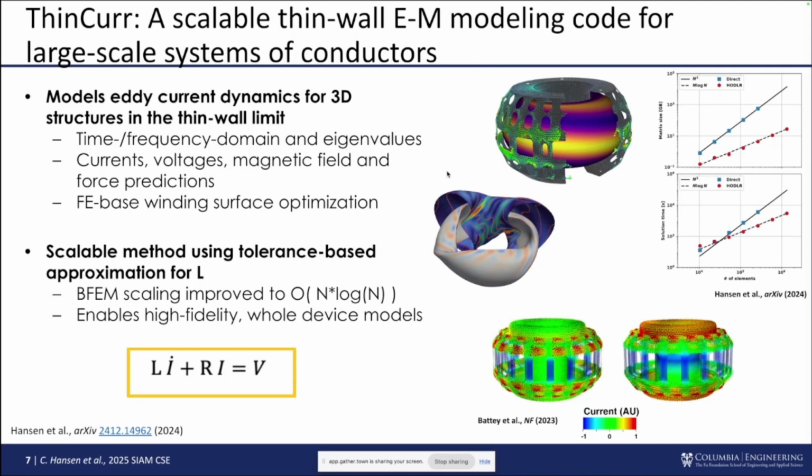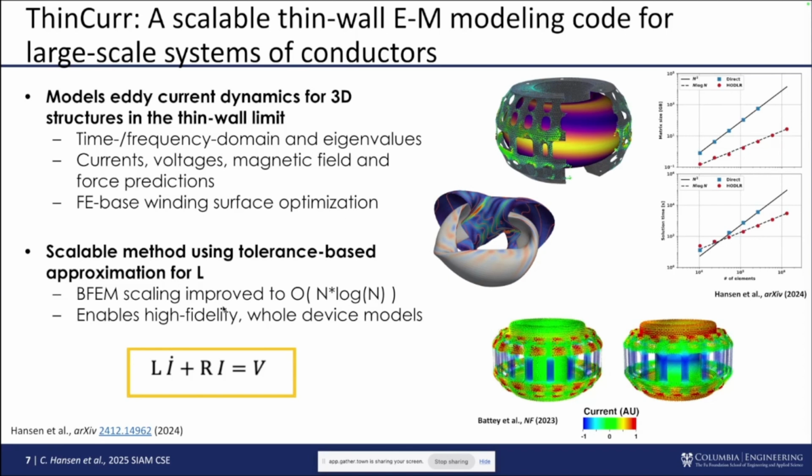Gives you access then to currents, voltages, magnetic fields, and force predictions. And this can also be used for something we're looking into, a finite element-based winding surface optimization for stellarators. So in this case, this is a triangular grid. It uses a boundary finite element method.